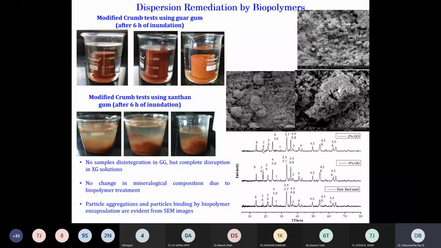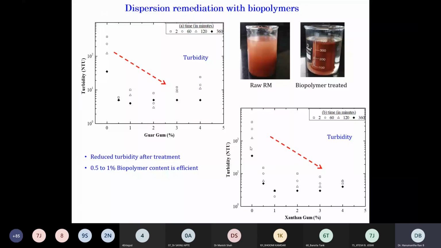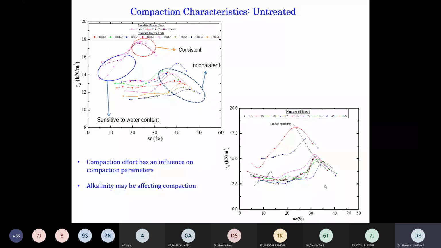Another way is to simply measure. One of the simple techniques of assessing the efficiency of the biopolymer is simply to measure the turbidity. If the turbidity value is very low, that indicates that the soil was able to retain its geometry. You can see there was a drastic reduction in the turbidity value the moment we add guar gum as well as xanthan gum. So that's how to mitigate the dispersion.